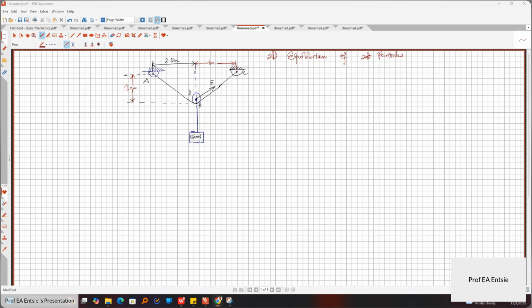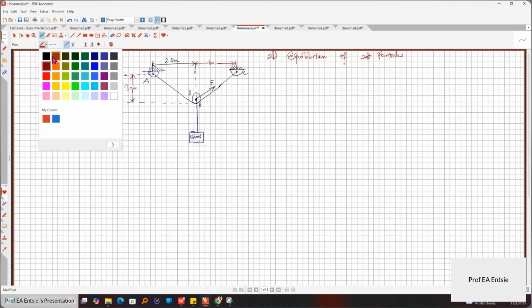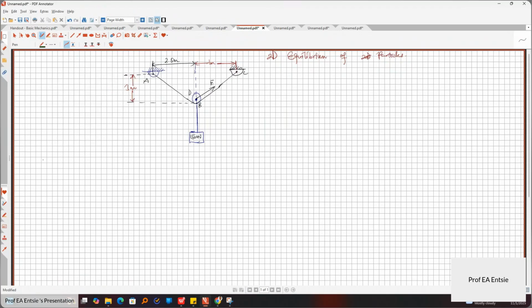Alright, so let's quickly tackle this. So we'll draw our free body diagram. As you know, whenever they give you the question, you draw the free body diagram. So FBD, free body diagram means just restraining the system from all forces.